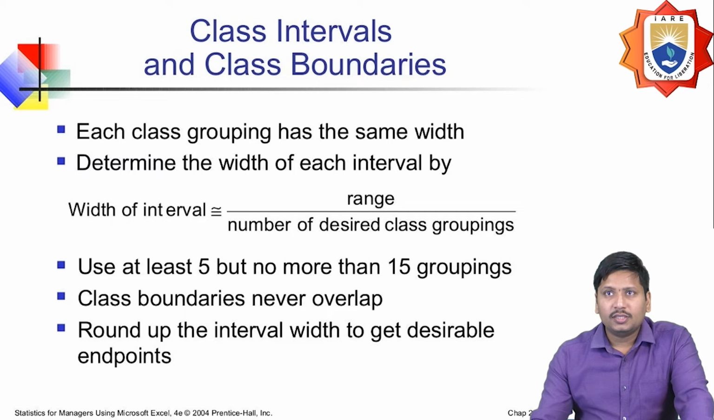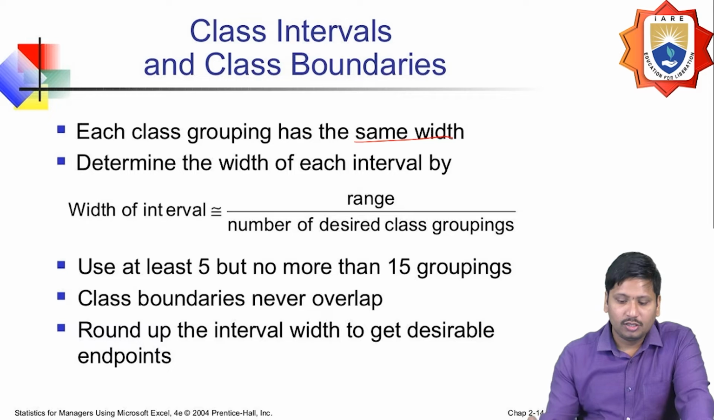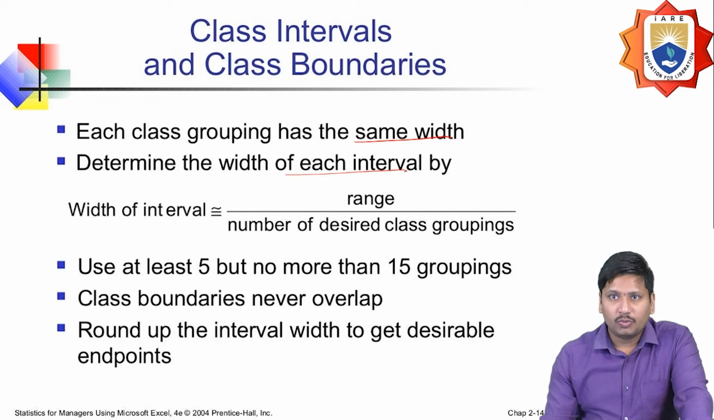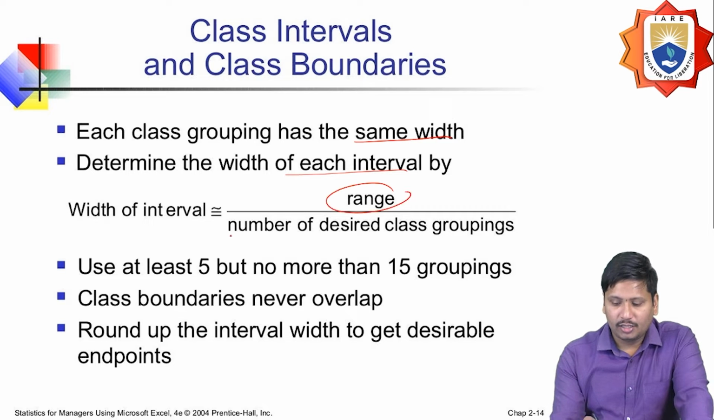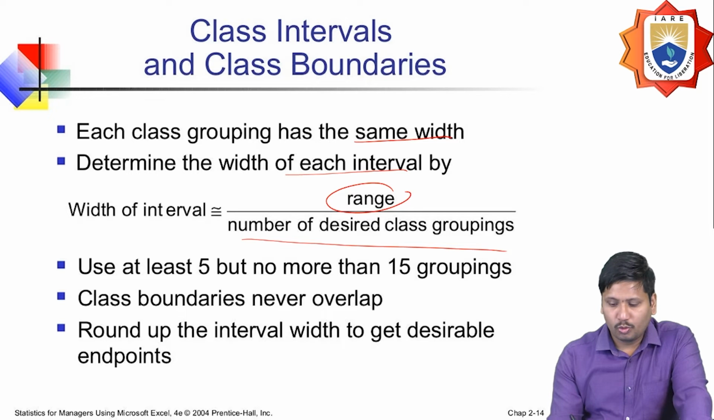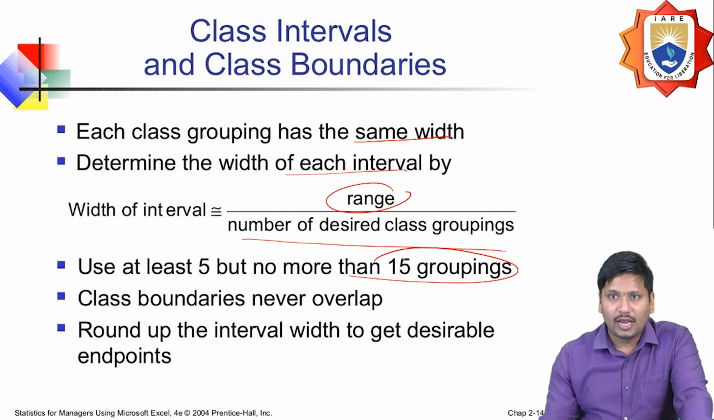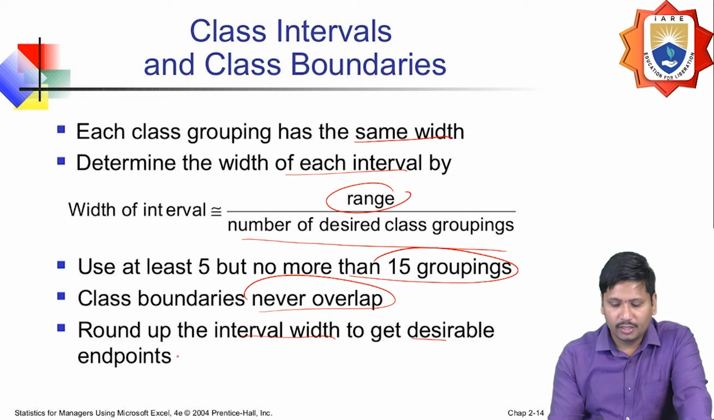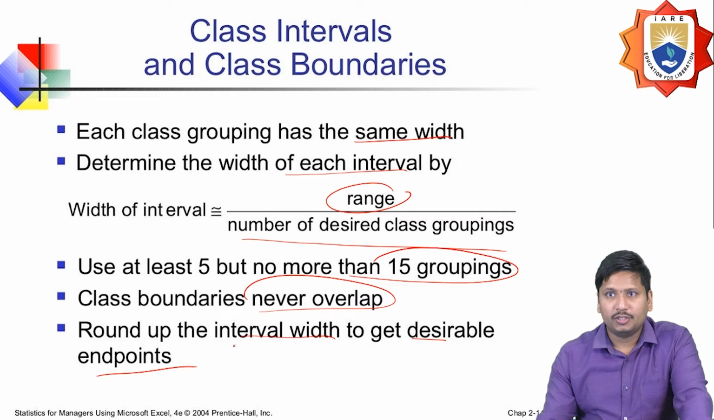So next, what are the class interval and class boundaries? Class interval means how to define and how to identify these class boundaries. Each class grouping should have the same width, and we determine the width of each interval. The width of the interval should be defined by the range and the number of desired class groupings, and use at least 5 but not more than 15 groupings here. The class boundaries never overlap, and round up the interval width to get the desirable endpoints.